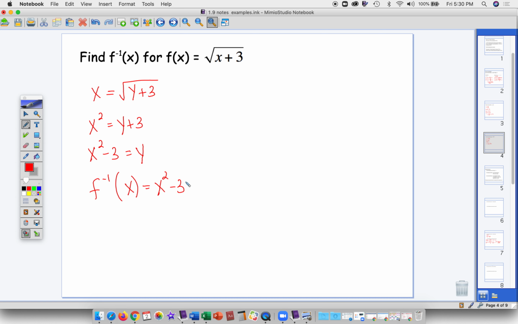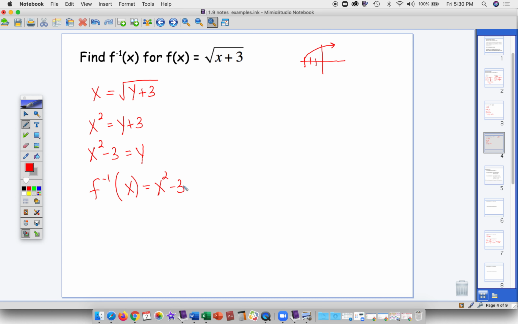This is the graph of a parabola, right? It's a full parabola that's shifted 3 units down on the y-axis. What is this the graph of? If you said half a parabola, that's correct. It's half a parabola that's shifted 3 to the left. So it looks something like this.